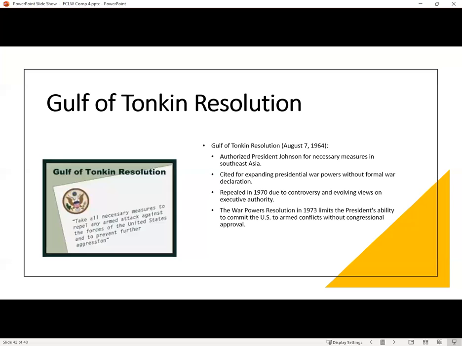So the Gulf of Tonkin Resolution, now this should have been clear-cut. The president, Johnson, there was a war going on in Vietnam. France was fighting it, and they wanted our involvement. And he went to the legislature. In the legislature, they didn't declare war. What they did is authorize President Johnson to take whatever necessary measures in Southeast Asia to fight this. So basically, this is expanding presidential war powers without actually declaring war.